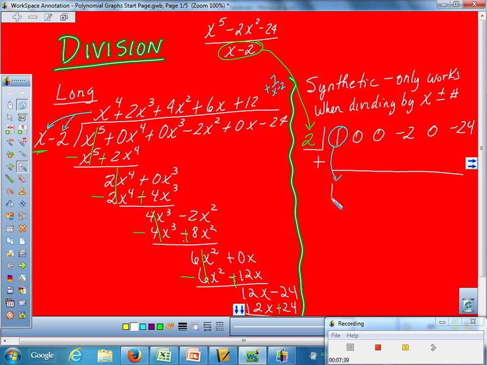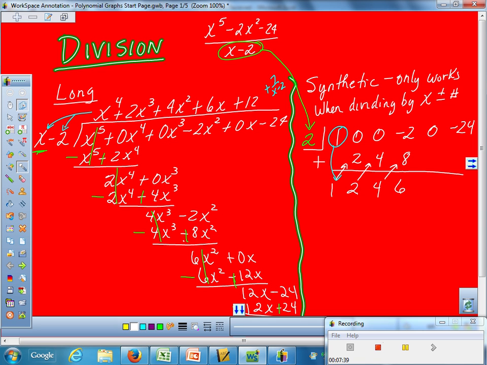So what's 1 times 2? 2. And you're going to go put the answer in the next column. 1 times 2 is 2. Add down. It's 2. So times it by the box. So 2 times 2 is 4. It goes over to the next column. And 0 plus 4 is 4. So take it times the box, which will be an 8. Add will be 6.